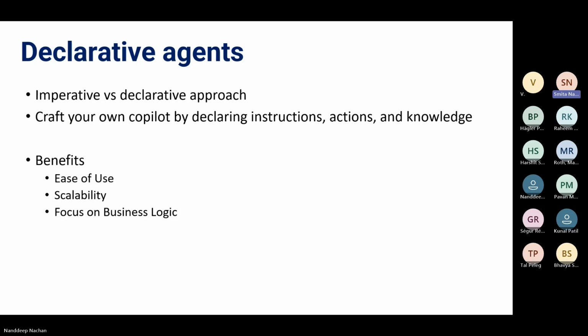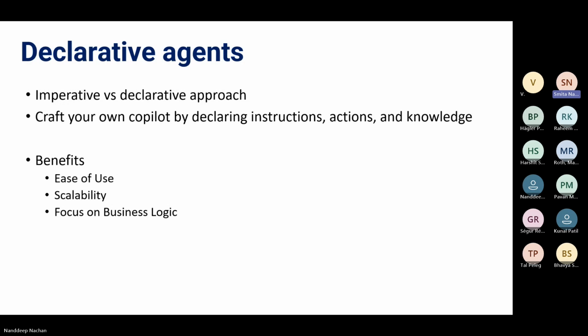So, imperative versus the declarative approach. As Nadeep already mentioned about this imperative approach, traditionally when we build software or an AI system, we follow an imperative approach. That means we explicitly define how a system should perform a task step by step. Think of this like writing a recipe. Each instruction must be followed in a strict sequence.